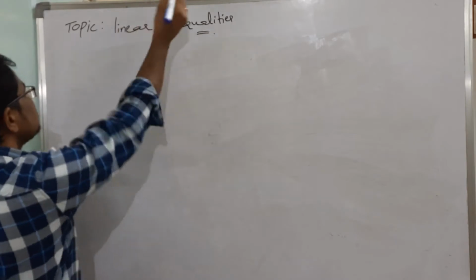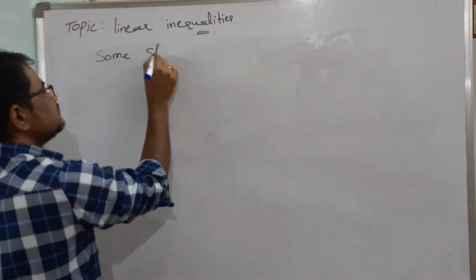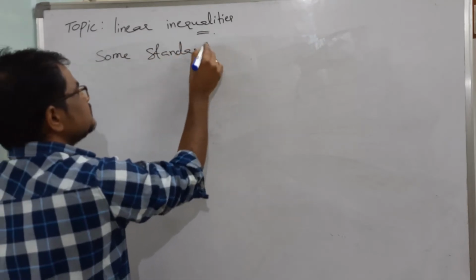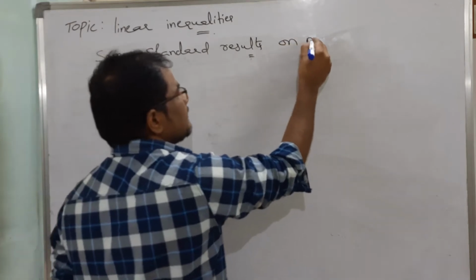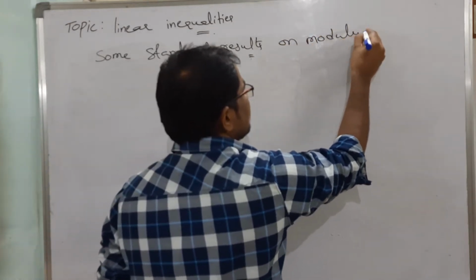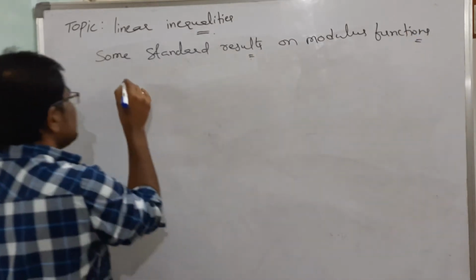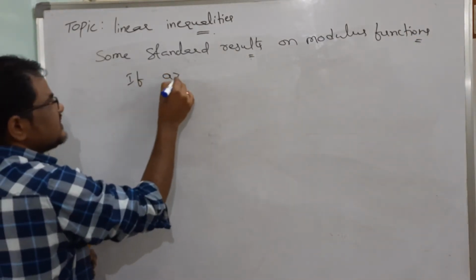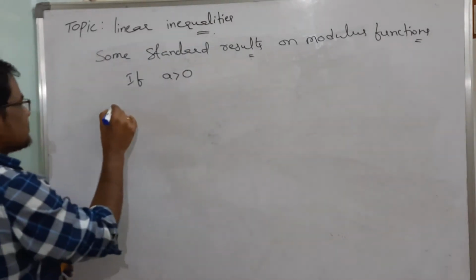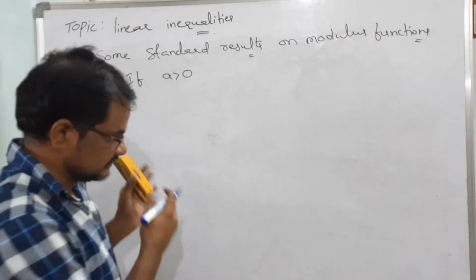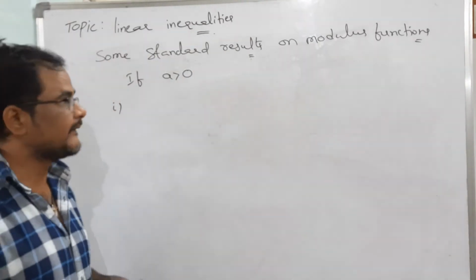First one, some standard results on modulus function. First one, suppose a is any positive real number. These conditions are most important.